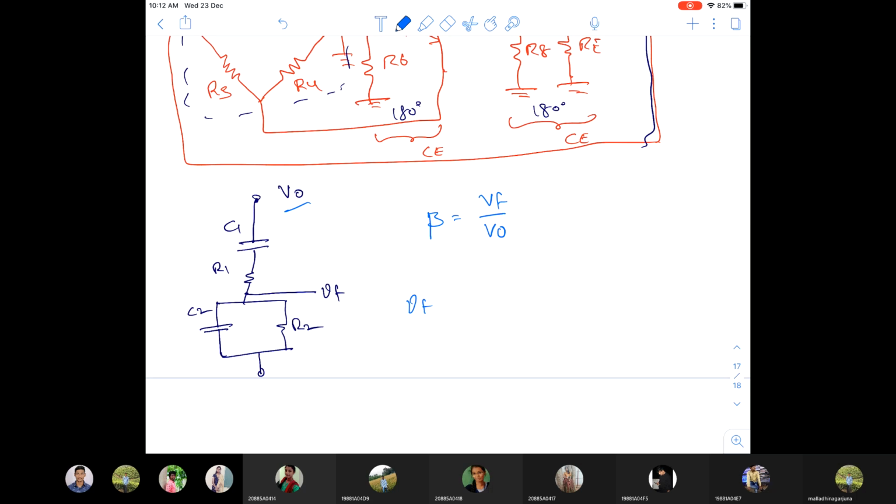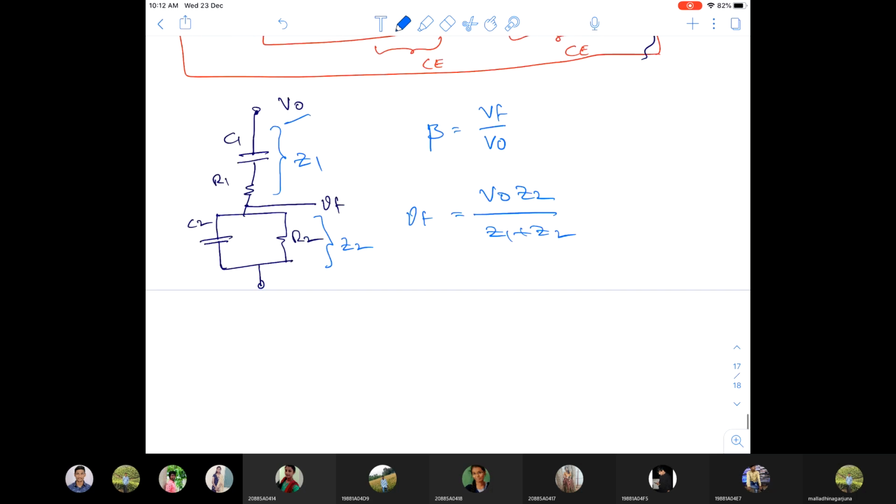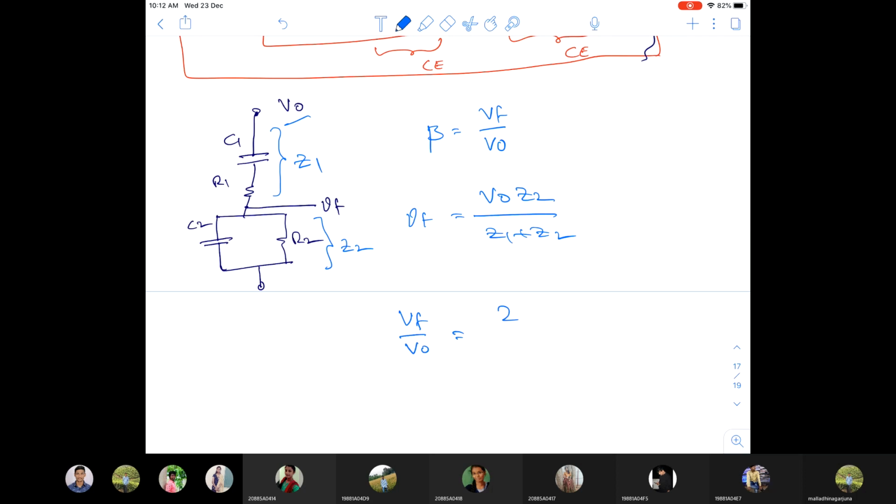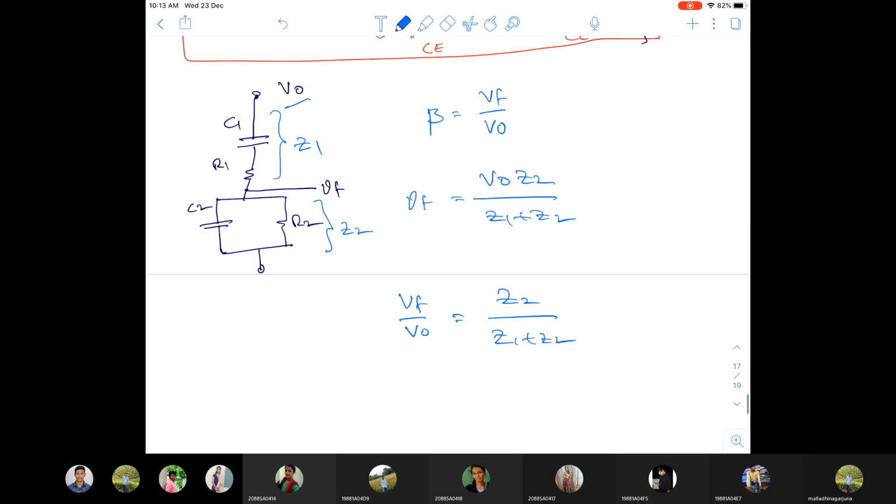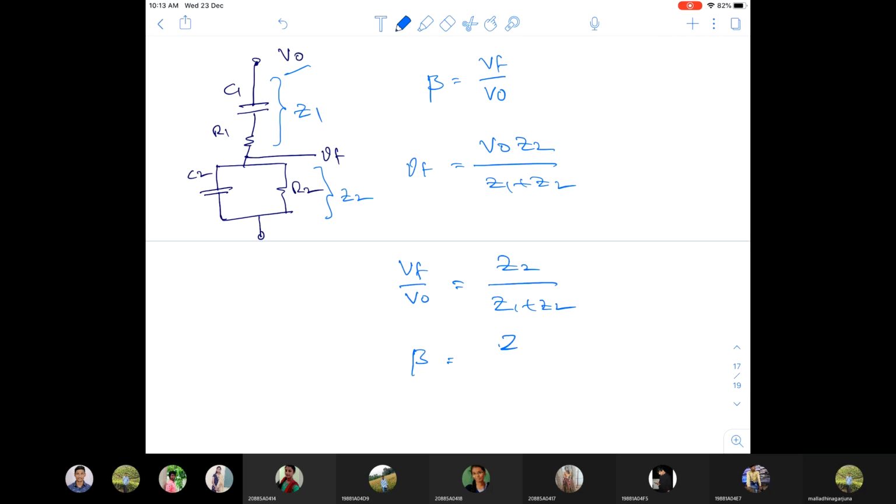So let us assume that this is Z1 and this is Z2. That is Z1 and Z2. Okay. So Vf is equal to, I can write V0 into Z2 by Z1 plus Z2. That is Vf by V0, that is equal to Z2 by Z1 plus Z2. So this beta value is equal to Z2 by Z1 plus Z2 here.